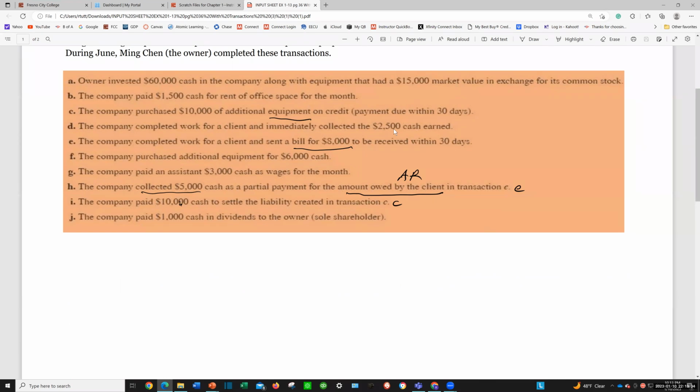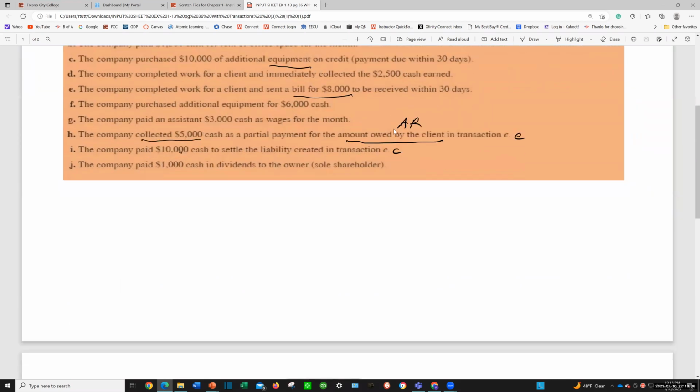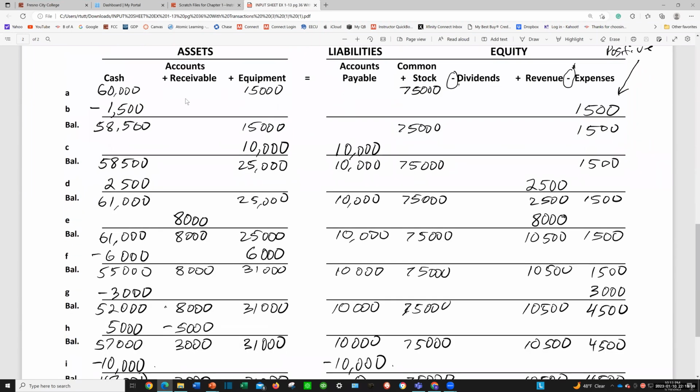So let's see what it looks like for D. We received the cash of 2,500. So we increased cash 2,500 here. Why did we receive the cash? Because we earned revenue. So that's going to go over here under revenues, $2,500. Okay. So we're in balance, right? The assets went up 2,500. Equity went up 2,500 through revenue.